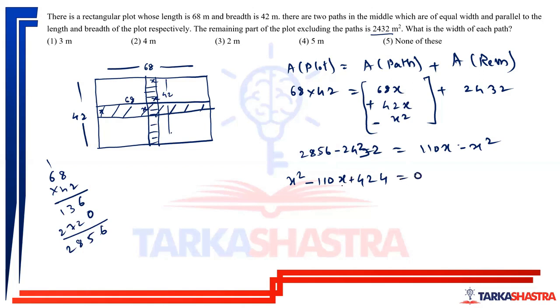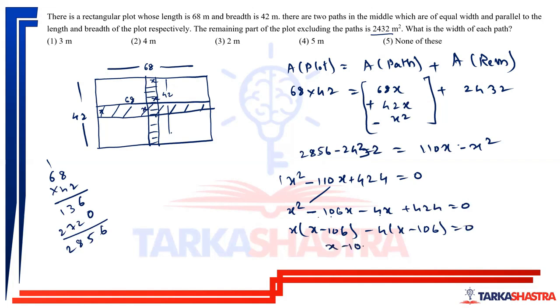This is a quadratic equation. So how do you solve that quadratic equation? x square minus 106x minus 4x plus 424. This is a basic thing, how to solve a quadratic equation. So sum must be minus 106 minus 4. Sum is negative 110 and minus 106 minus 4. Overall, the product is positive 424. So it is satisfying the condition. So x common, x minus 106, minus 4 common, x minus 106 equal to 0, x minus 4 equal to 0. So x is equal to 106 or x is equal to 4.